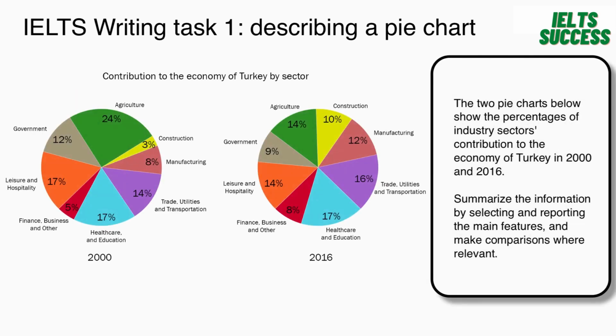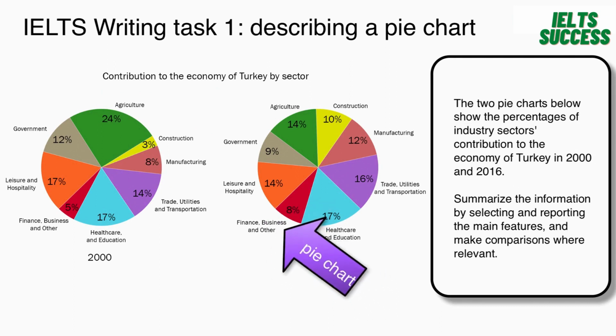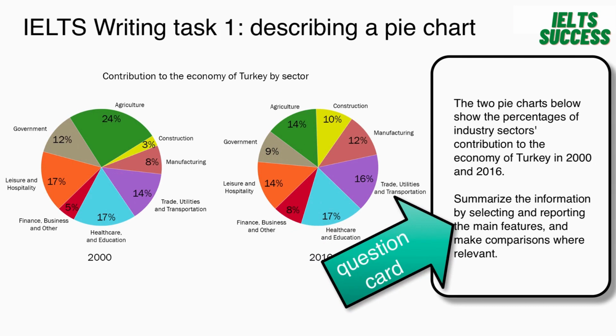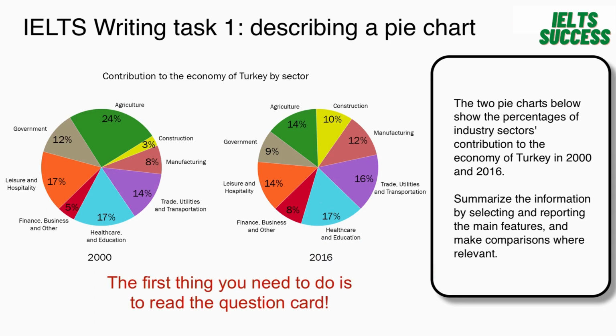So, this is an IELTS Writing Task 1 sample. You have a pie chart to describe, and you have a question card with some important information about your chart. The first thing you need to do is to read the question card.